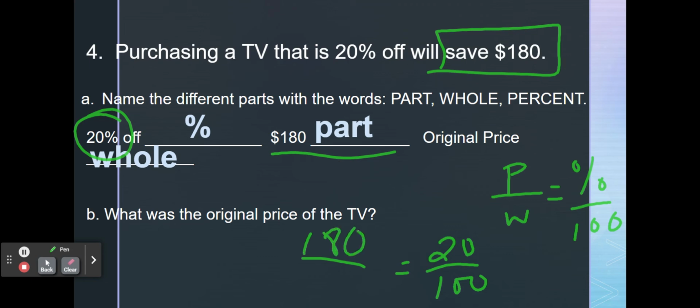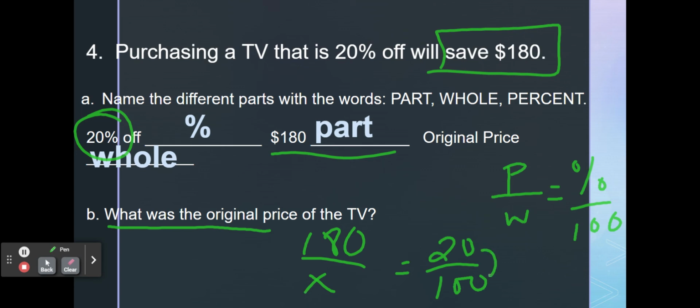I don't know what the original price is because that's what the problem is asking. So that's my X, my unknown. Again, I want to look for those connections. You can see a connection from the 180 to the 20 if you wanted to go that route. Or you can take a look here.